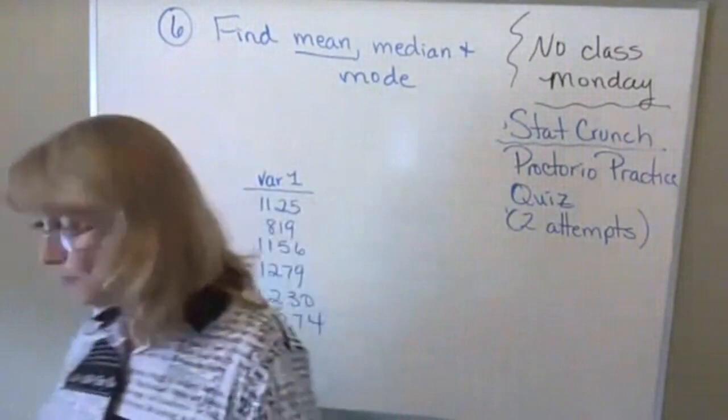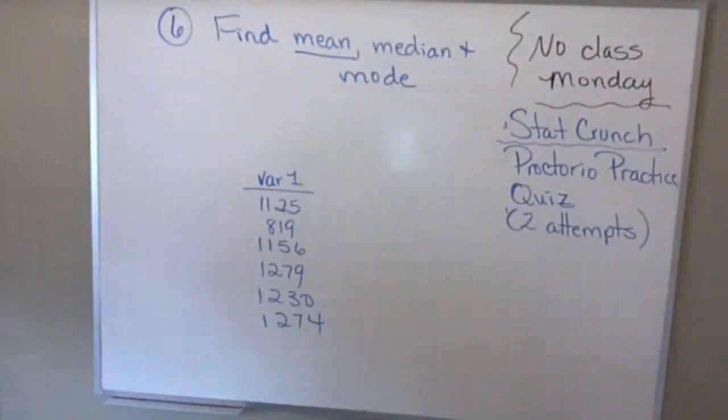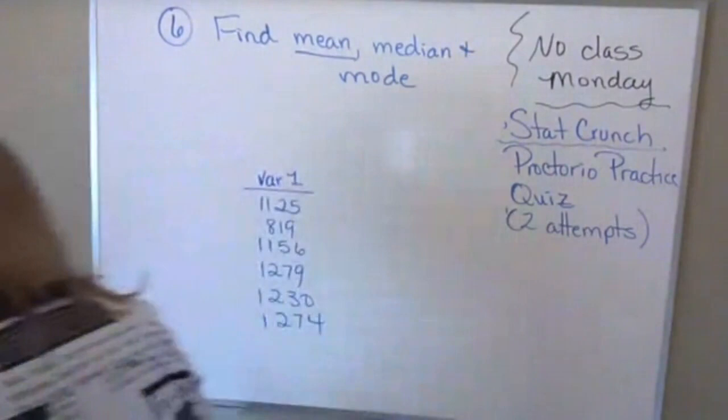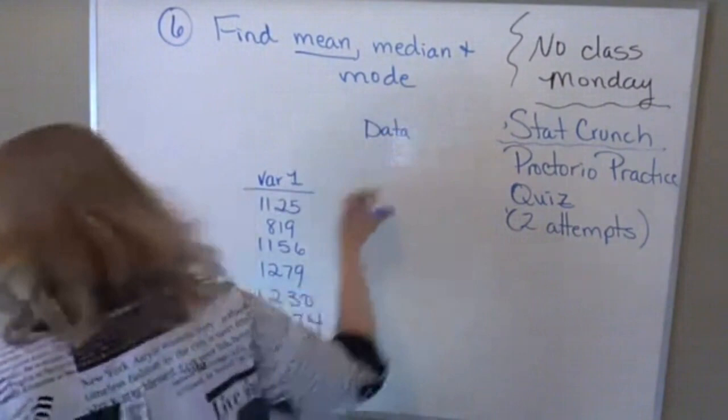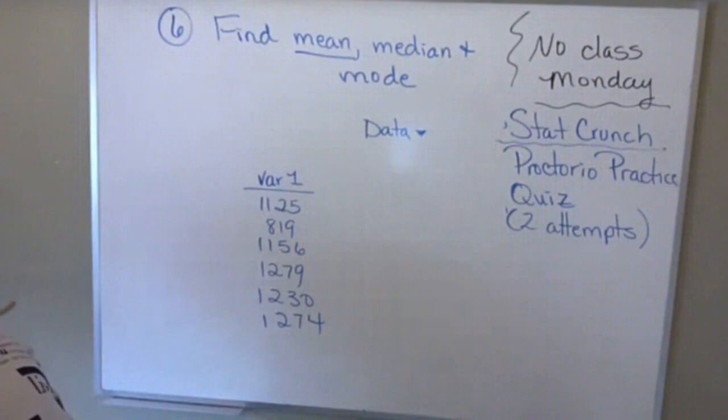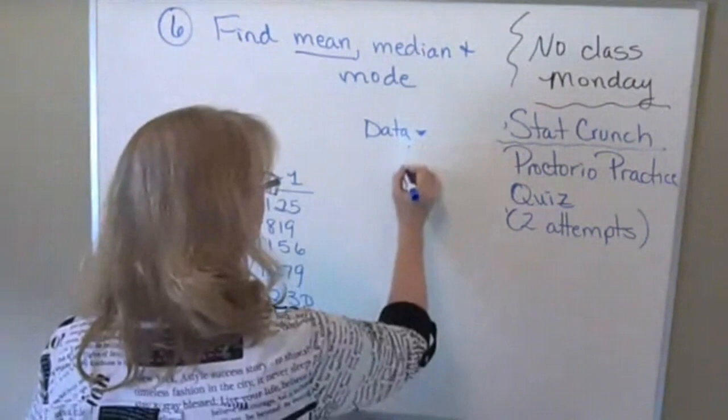So I'm in StatCrunch. If you look across the top, you have some different tabs, and the tab I want you to look for is Data. And there will be a drop down. What we're going to do first with this is sort. So we go down and we're going to choose Sort.